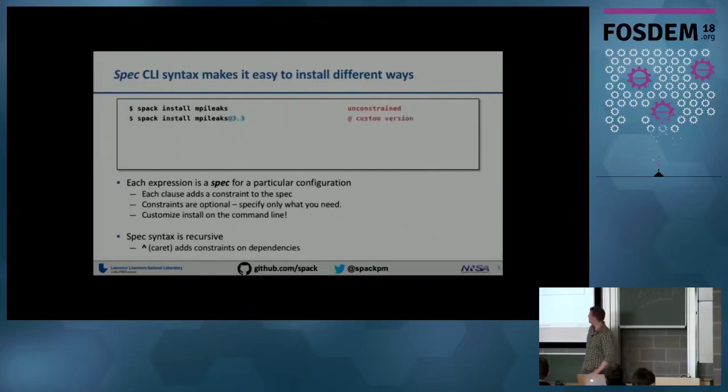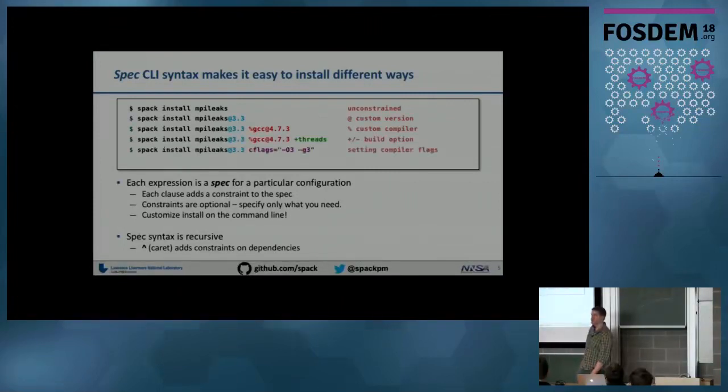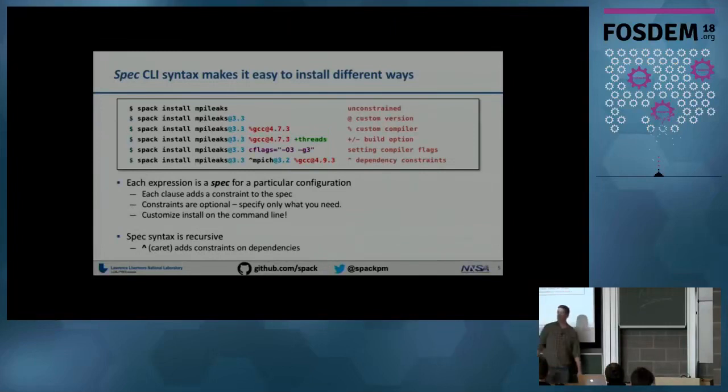If you want to get more specific, you could say install mpileaks@3.3, so you can specify the custom version. You can say what compiler you want to build it with, so you can say %gcc@4.7.3 for that. You can add build options that are exposed by the packages. You can inject C flags into the build, and then this syntax is recursive, so you can basically apply those same constraints on your dependencies. So that's saying, I know that thing depends on mpich somehow, so build it with mpich version 3.2 and build that with GCC. So how does this look from the package perspective?